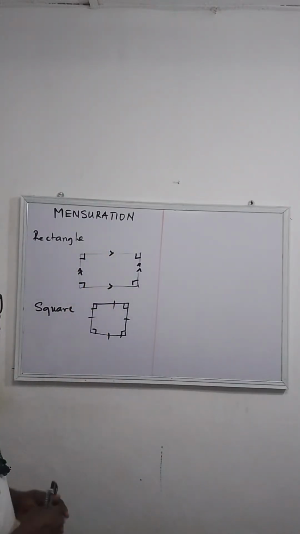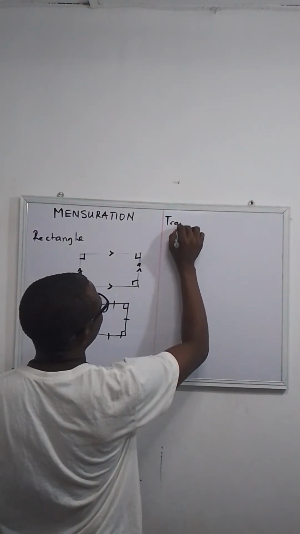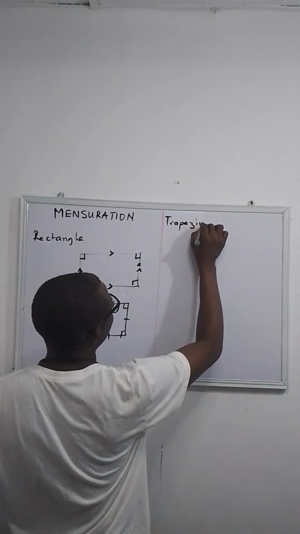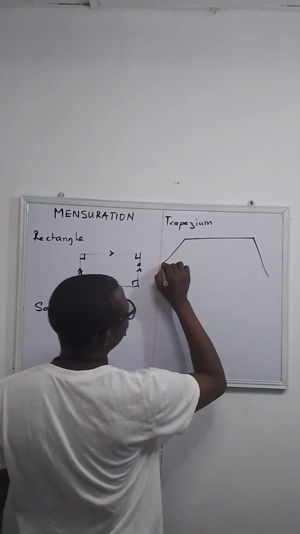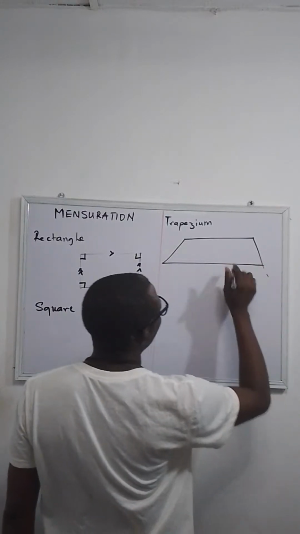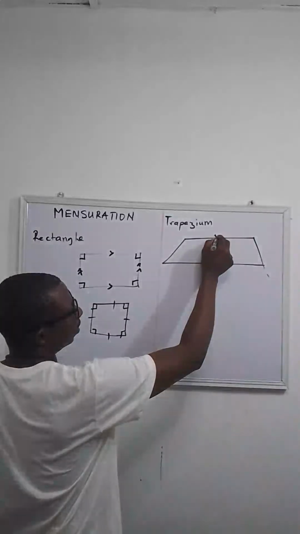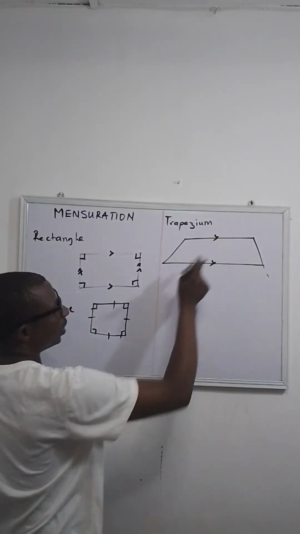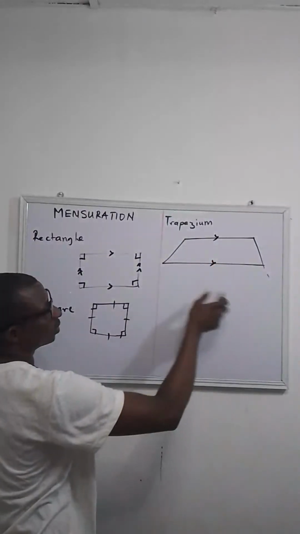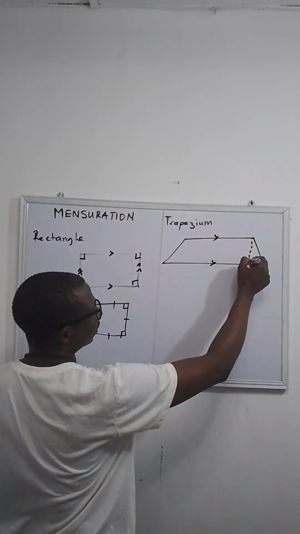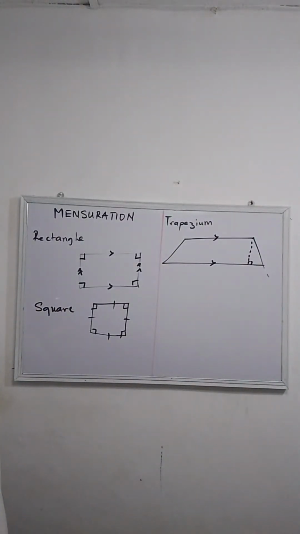All right. So we have another one we call trapezium. Okay, so that looks like this. We have a pair of parallel lines. So this is parallel to this, and then we have, let's say, the height. Okay, this is another type of plane shape.